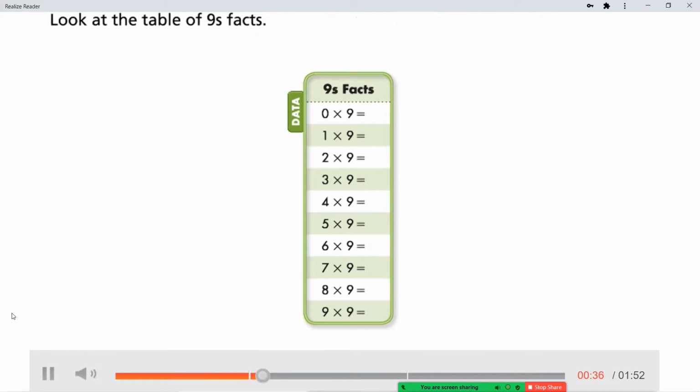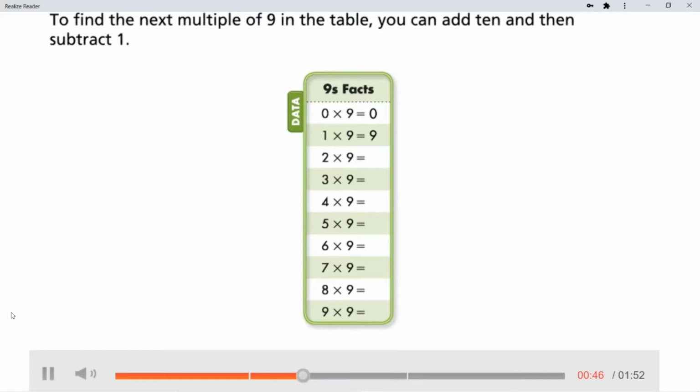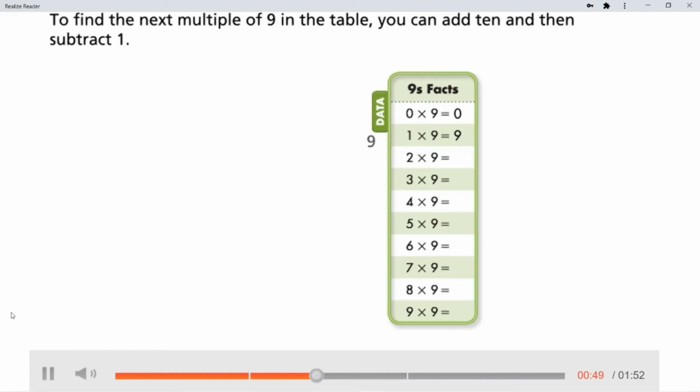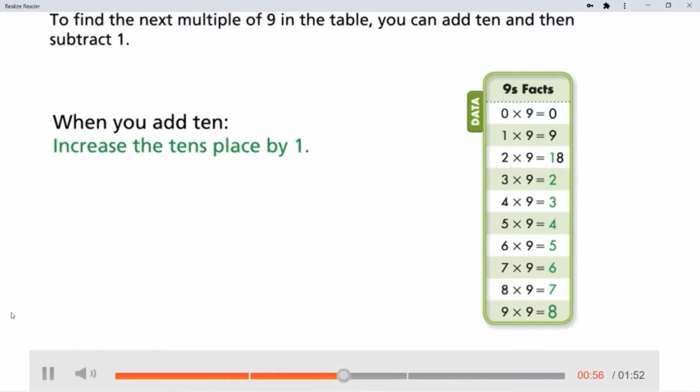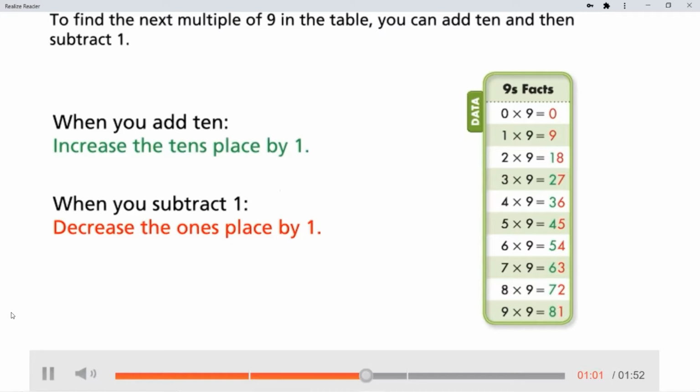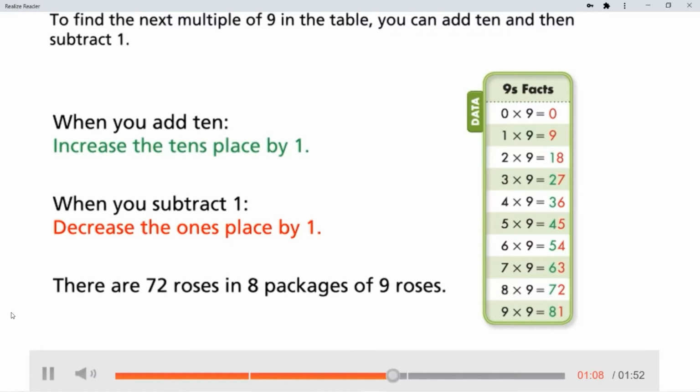Look at the table of nines facts. 0 times 9 equals 0. 1 times 9 equals 9. To find the next multiple of 9 in the table, you can add 10 and then subtract 1. When you add 10, increase the tens place by 1. When you subtract 1, decrease the ones place by 1. 8 times 9 equals 72. There are 72 roses in 8 packages of 9 roses.